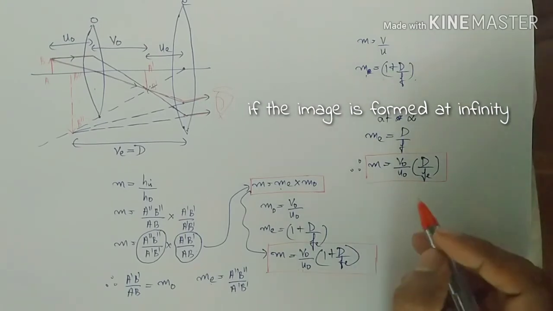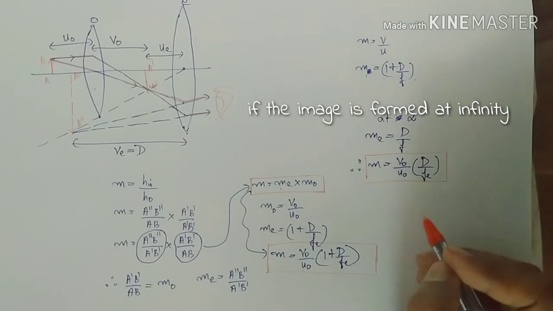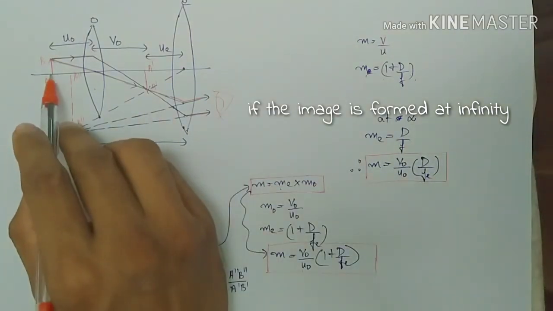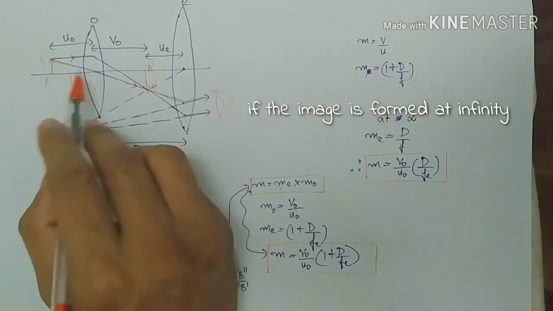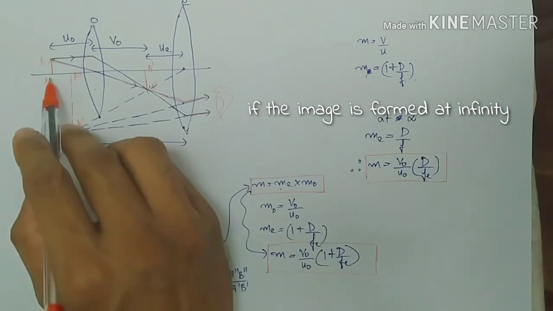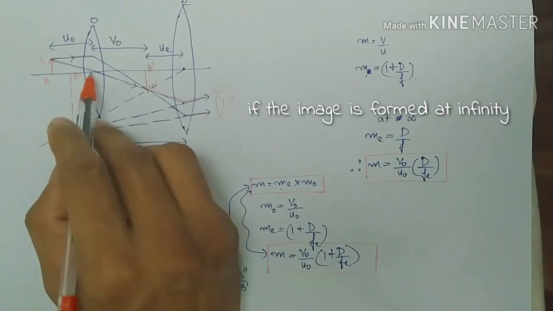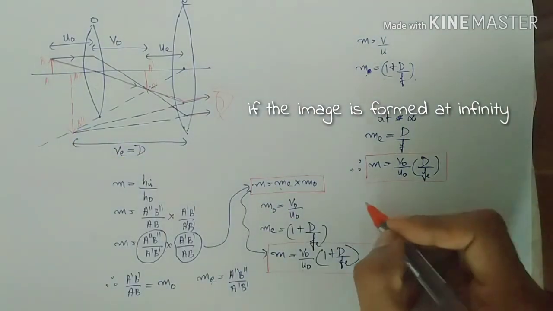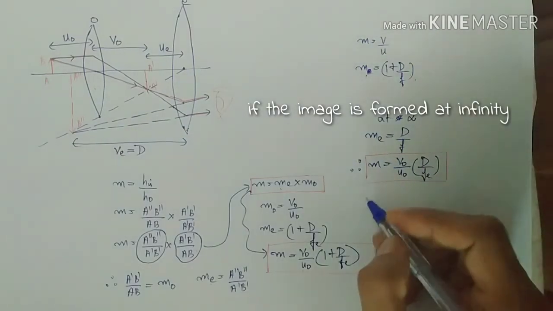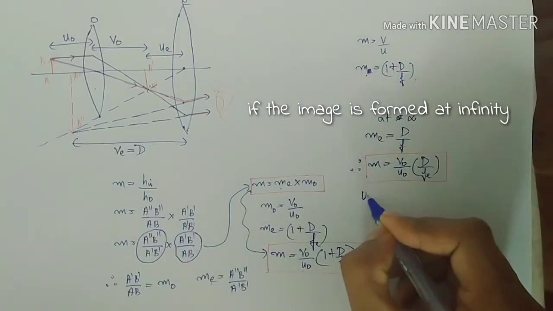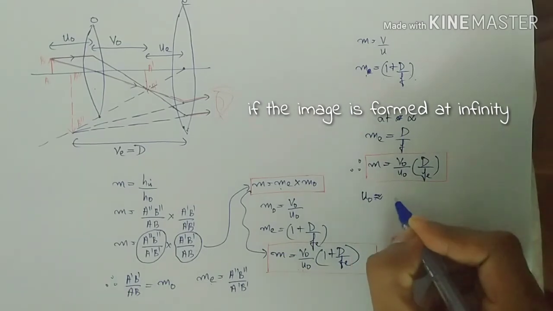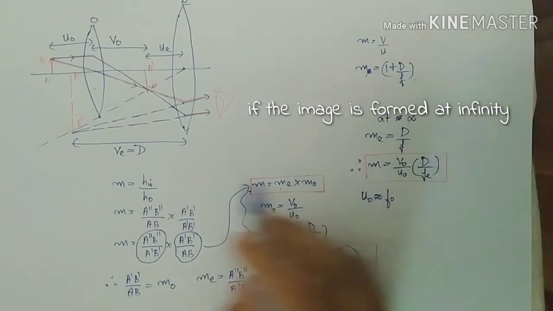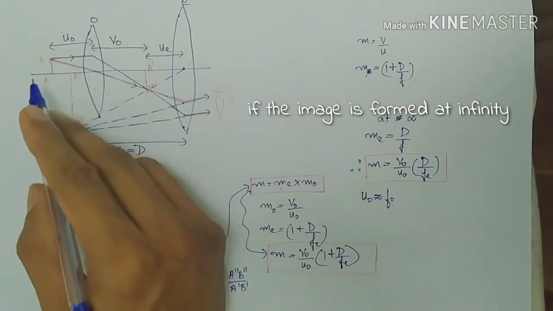Then we will have to learn an approximate formula that we could use for calculation purposes. What did I say about this object? Did I say the position of object? Yes. If you're recalling that, I was saying the object is placed just beyond F. And since the object is placed just beyond F, instead of this UO, we could approximate it to FO. Why? It's placed just beyond F.